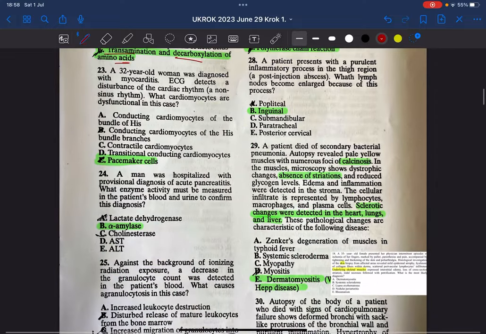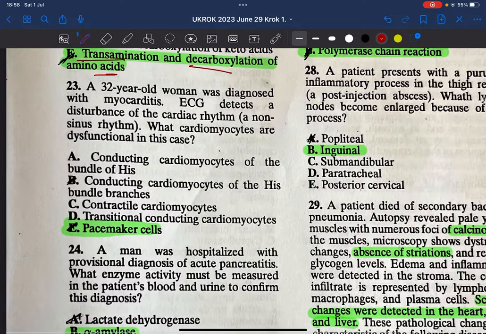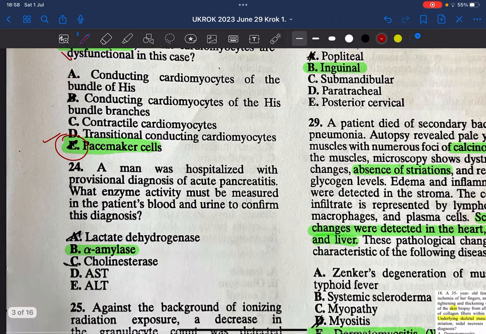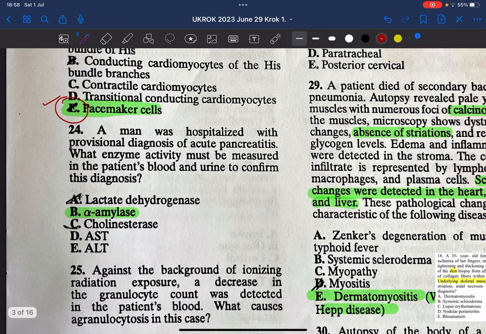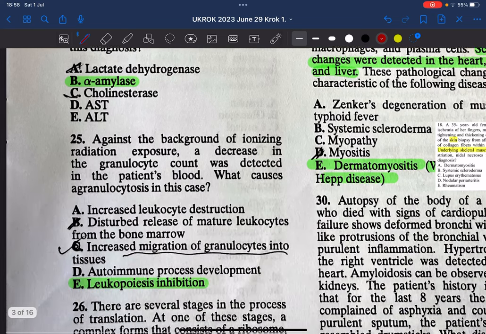Next, we have disturbance of the cardiac rhythm and non-sinus rhythm. In this case, these are the pacemaker cells, because they are responsible for the sinus rhythm. And if the sinus rhythm is dysfunctional, then we have a problem with the pacemaker cells. Acute pancreatitis, we can reveal it by amylase.